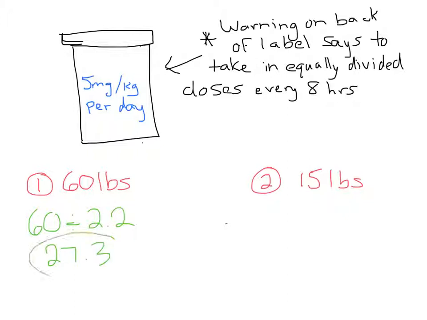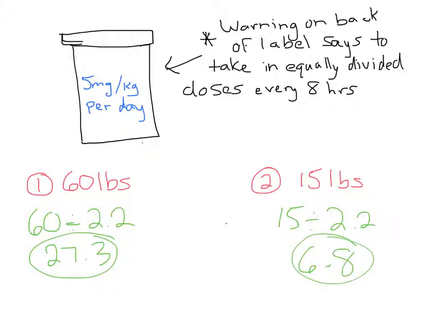So this is what this child weighs in kilograms, whereas over here, 15 pounds divided by 2.2 gives me 6.81, so we'll just call it 6.8, just to show us here that we've got two different size patients. Patient number 1 is 27.3 kilograms, and patient number 2 is 6.8 kilograms.